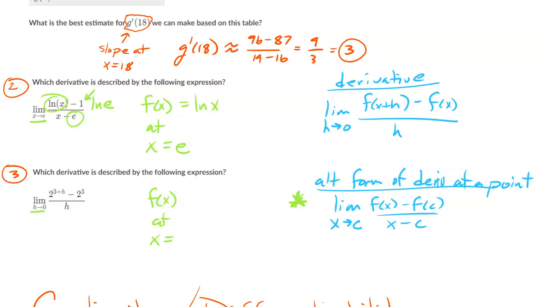Now, when I'm looking at question 3, I know that it's going to match up with this top one. The top one is the limit as h approaches 0 of f of x plus h minus f of x over h. I need to identify two things, the function and the x value. Does anybody know the x value right away?